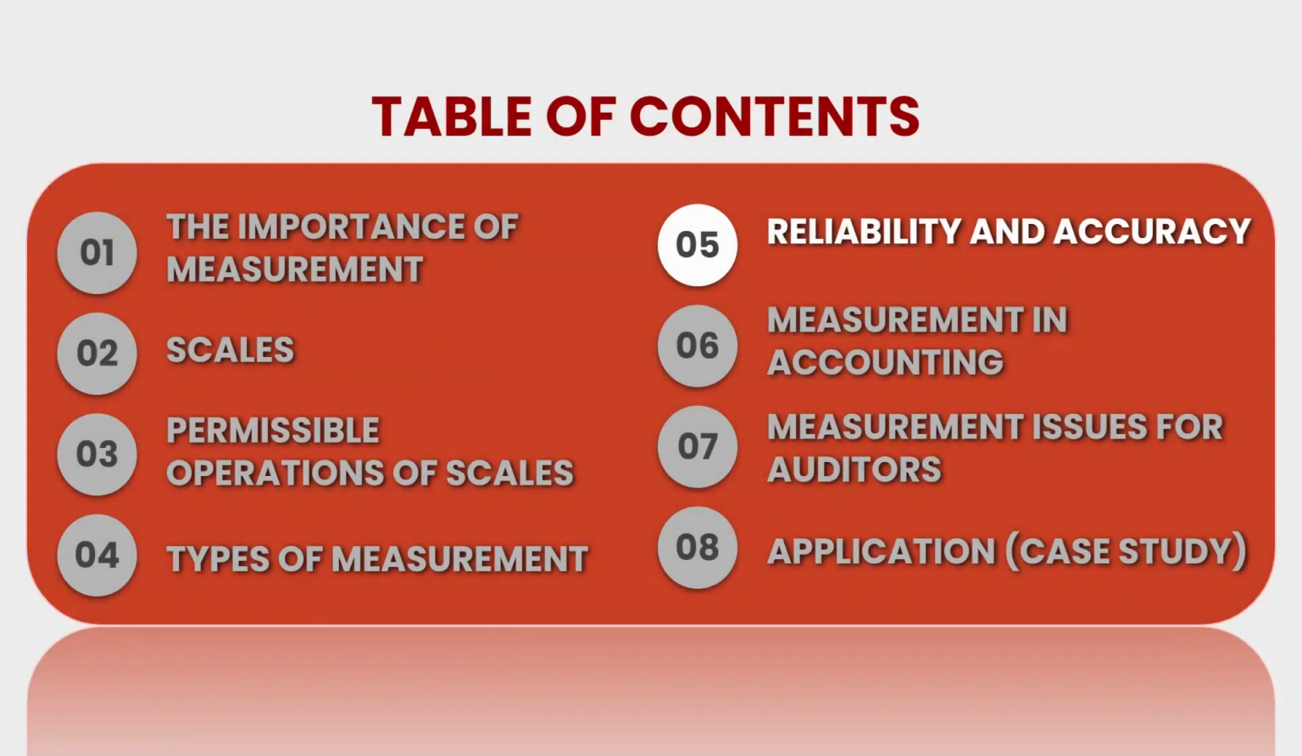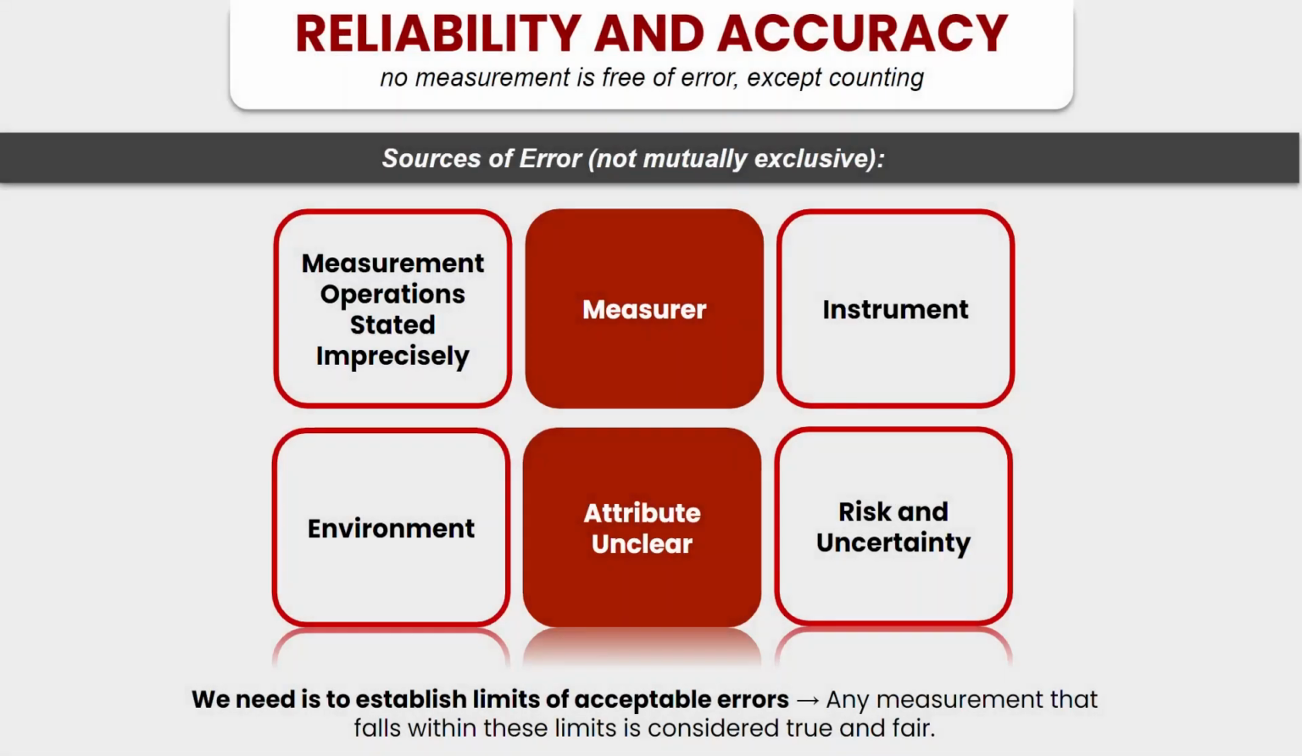Next is about reliability and accuracy. But before we jump further into reliability and accuracy, we should know that there is no measurement that is free from error, except for accounting. The sources of error, which are not mutually exclusive, include the following.